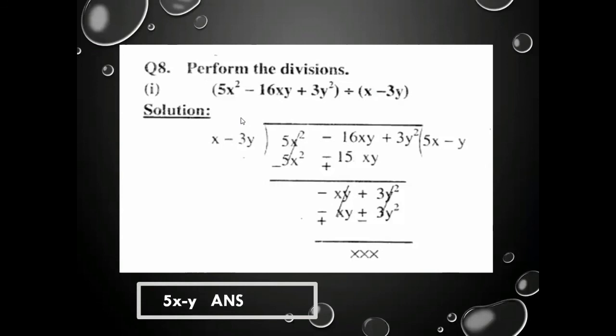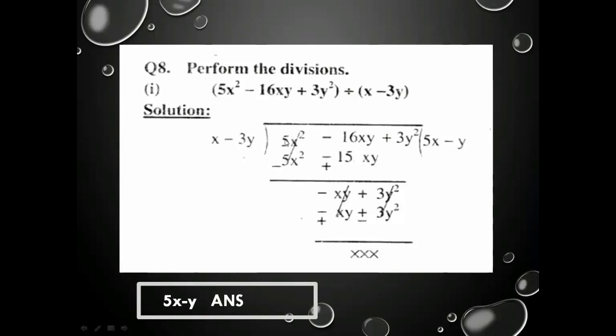There is another question. Question number 8, perform the division. You can see question is written with complete division form. So we write our, see their order is descending in both. So we write them dividend and the divisor. Follow the same step. Divide the first term of the dividend and the divisor and getting quotient 5x. 5x multiply by all, giving answer 5x square minus 15xy.